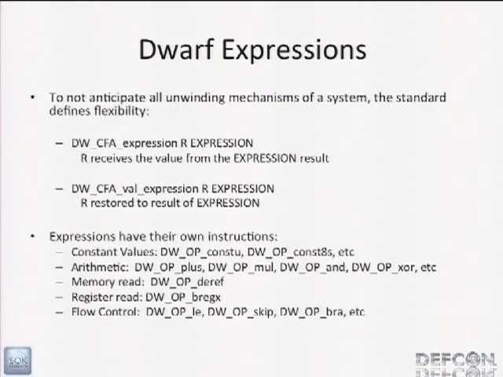So expressions have their own instructions. This is sort of a sub-instruction set inside the basic DWARF instruction set. And this is where we really get our power. It's a stack-based machine, similar to an RPN calculator. The stack is just composed of words. We can push constants on the stack, then we can perform arithmetic on the stack. Then we can dereference memory and push the result of that on the stack. We can read from registers. We can set up conditionals and then branch based on the output of those conditionals.